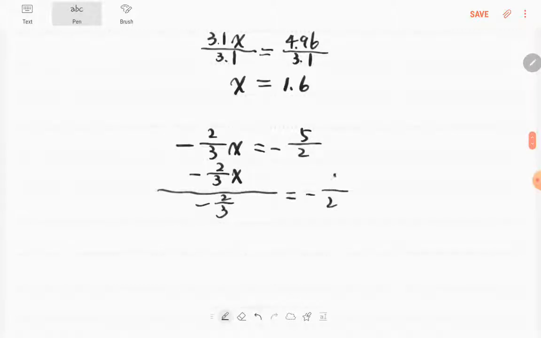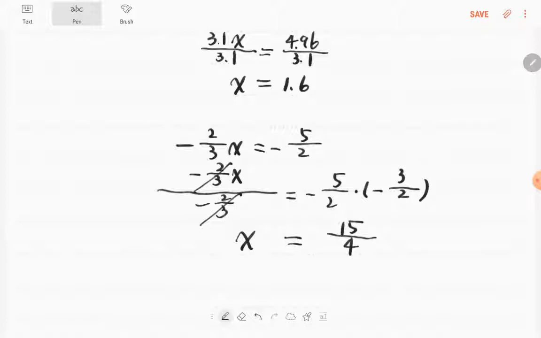So we know dividing by a number is just like multiplying by the reciprocal of that number, right? So dividing by -2/3 is just like multiplying by -3/2. So we can easily get this. X is equal to, negative times negative, we will get positive, 15 over 4. Okay.